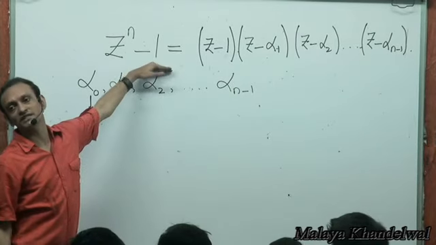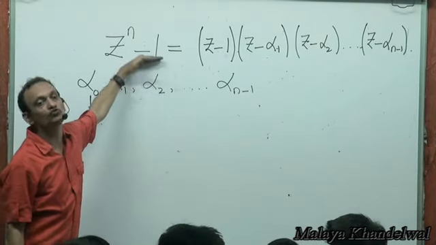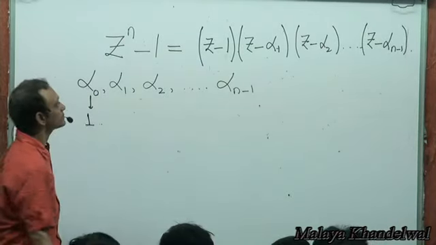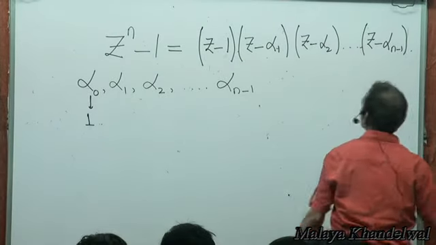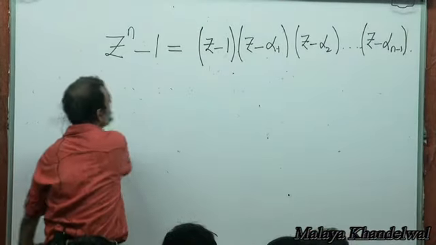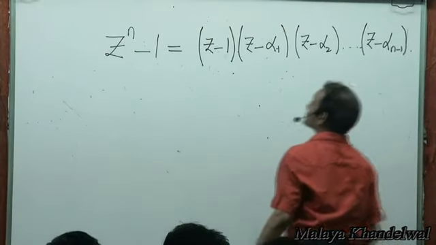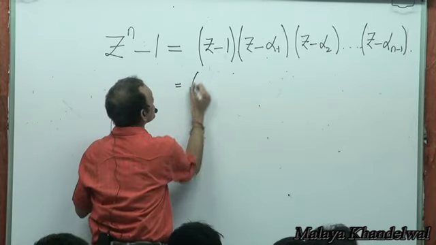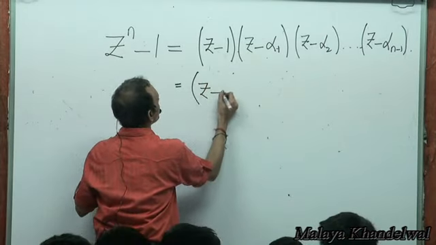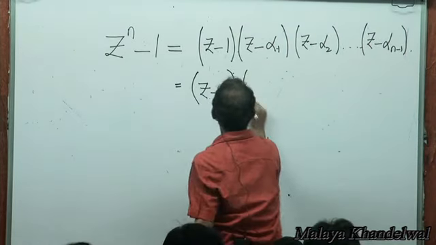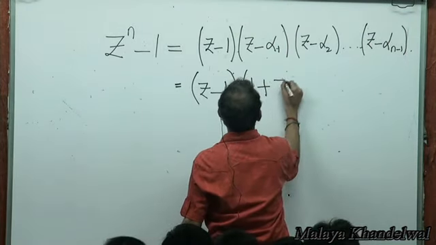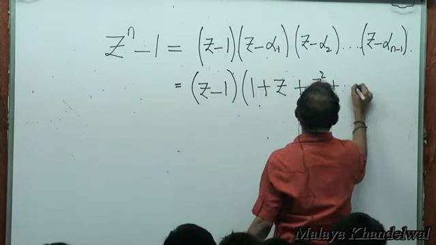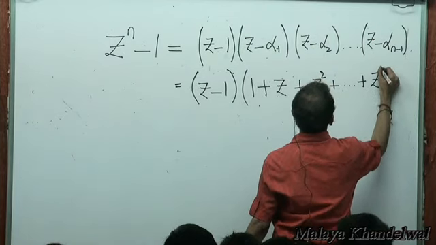Is this an equation or an identity? It's an identity. It's true for all values of z. Whenever you factorize, you don't get an equation, you get an identity, right? Now, I also claim that z power n minus 1 could be factored another way: z minus 1 into 1 plus z plus z squared plus up to z power n minus 1. Why so?